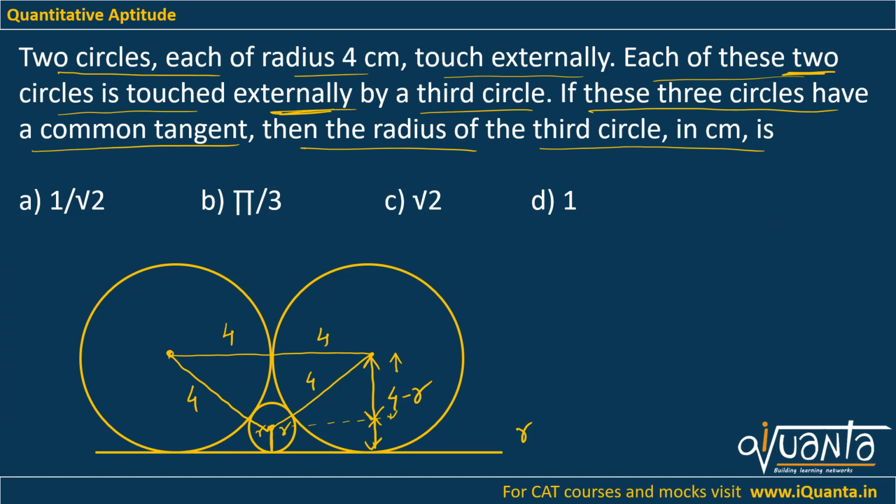Now I can write the area of this triangle as half base into height. So half base here will be 4 plus 4, the sum of the radii of the two bigger circles. So 4 plus 4 is 8, into height. I just found the height, 4 minus r. This is the area of this triangle, say O, A, B.